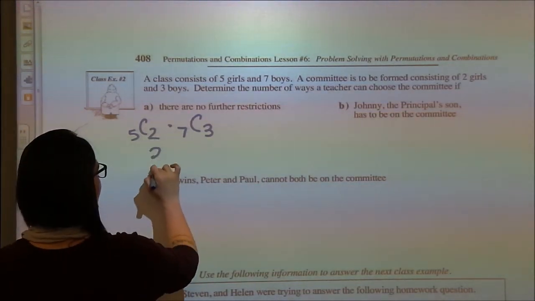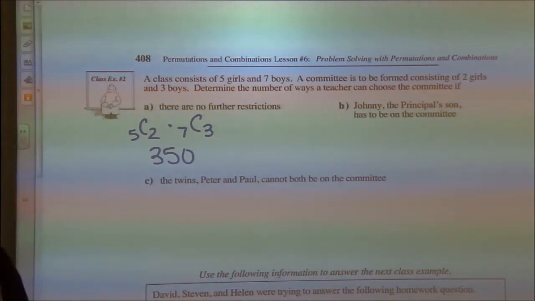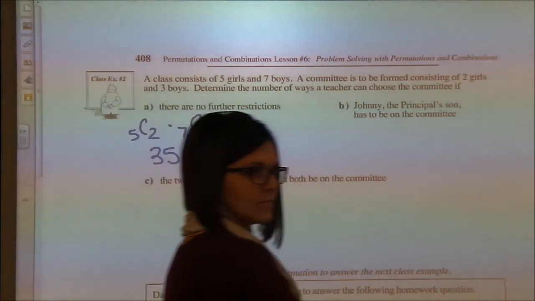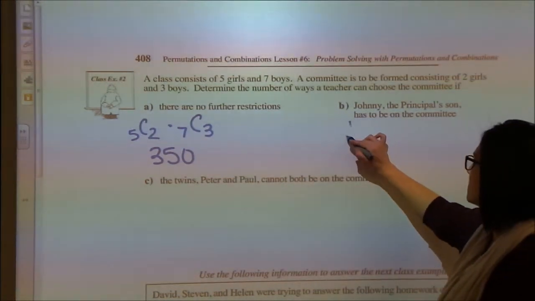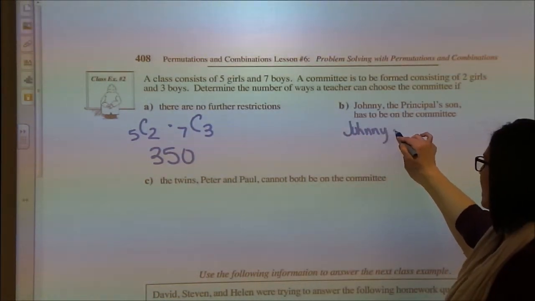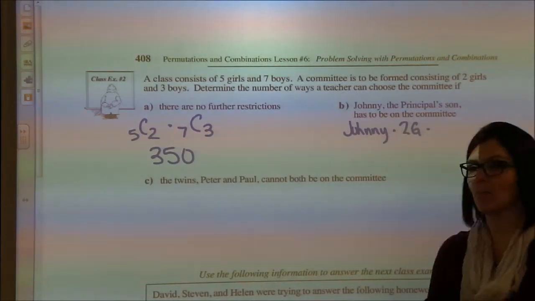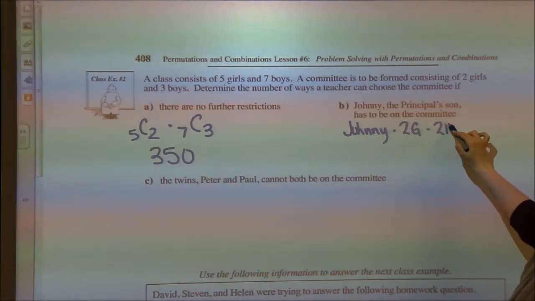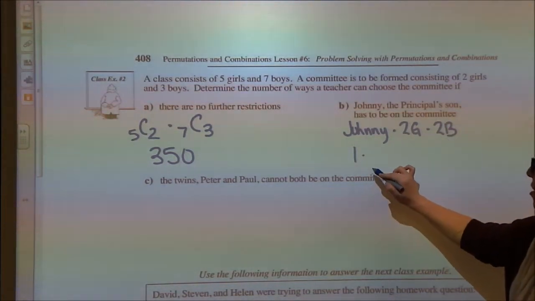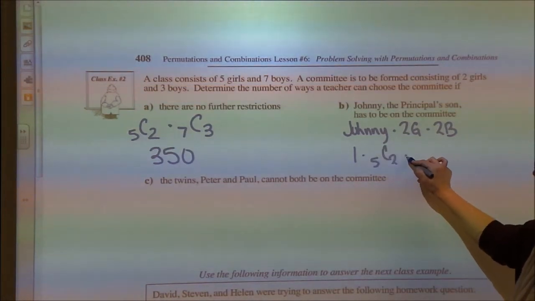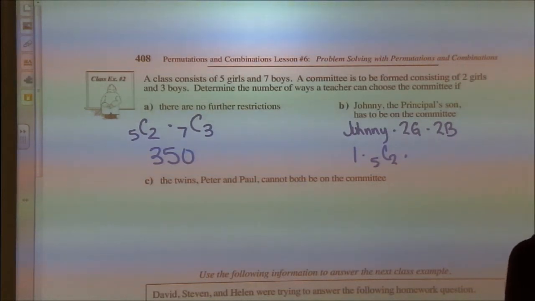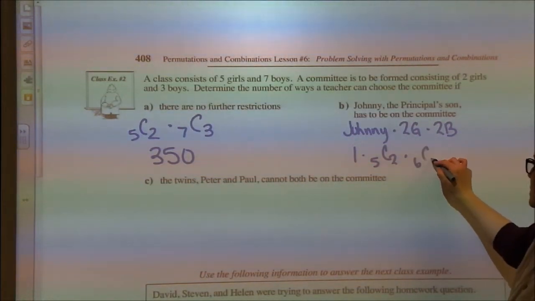So 350 committees can be formed. Okay? What happens if Johnny, who's the principal's son, has to be on the committee? So I have to have Johnny, and then I have to have 2 girls, and how many boys? 2 more boys. So the only one way to pick Johnny, I still have the 5C2 for the girls, but what do I have for the boys now? 6C2. Good.